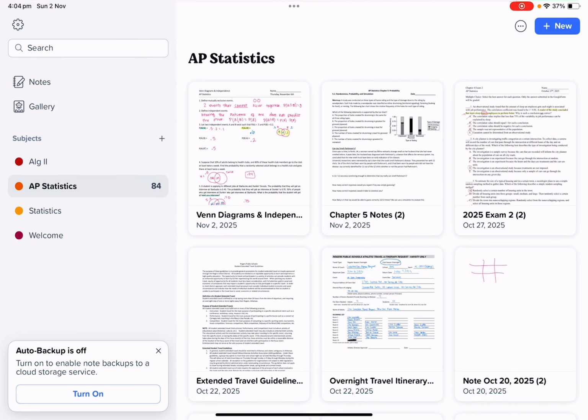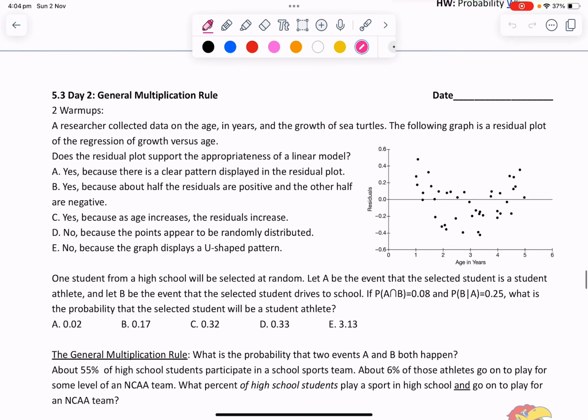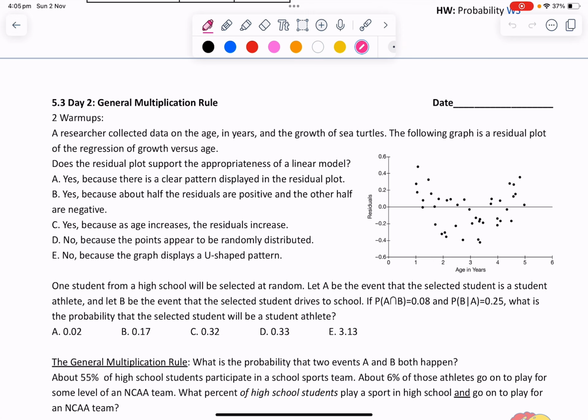Okay, so now let's get out our note packet. You can pause the video for a sec if you need to do that. But get out your note packet and then go ahead and do the 2 warm-ups at the top and then play the video again.